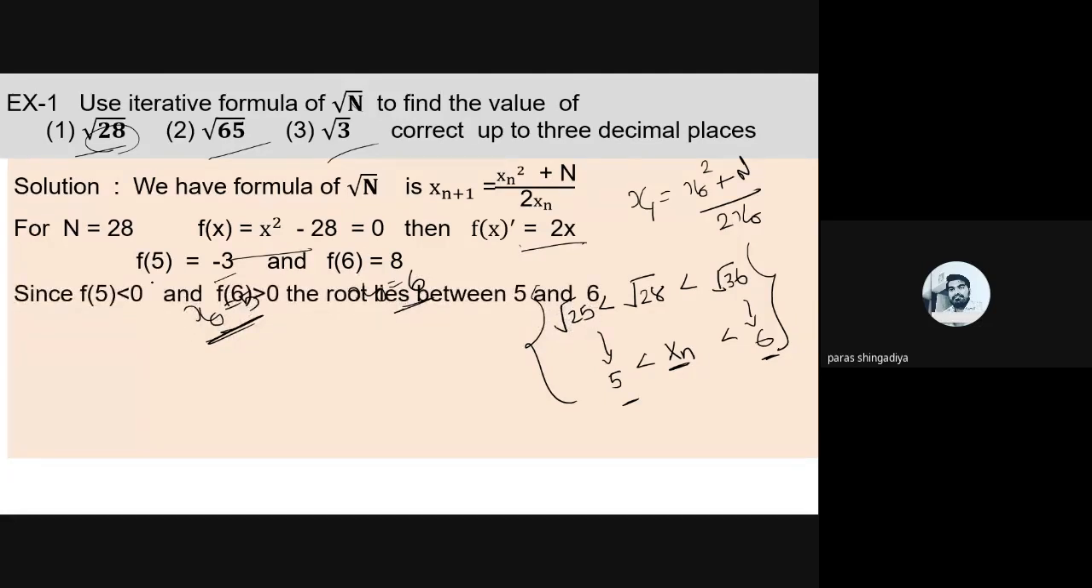So here f(5) is less than 0 and f(6) is greater than 0. Then the root lies in between 5 and 6. Clear? This is also one procedure there. But how can we predict 5 and 6 here? We'll get an idea based on this inequality.